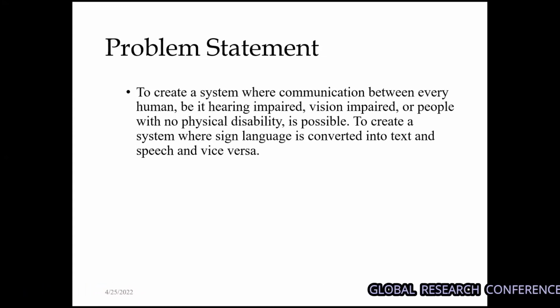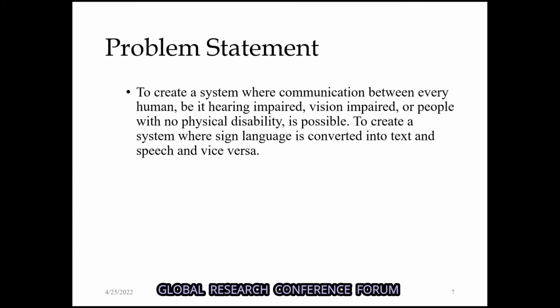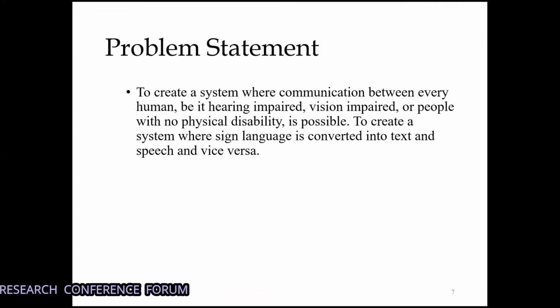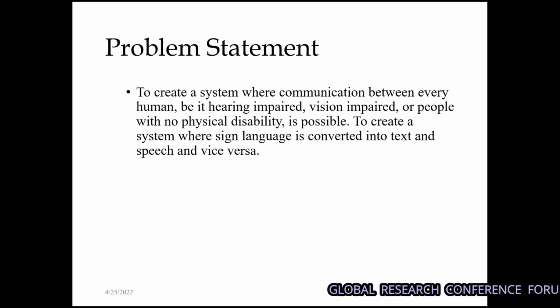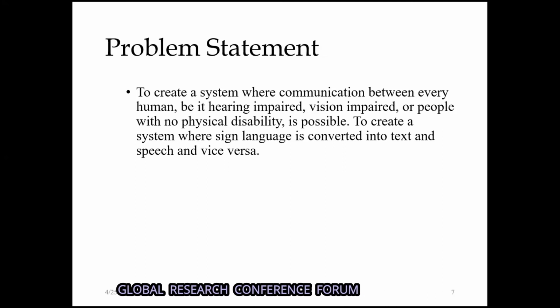The problem statement is to create a system where communication between every human, be it hearing impaired, vision impaired, or people with no physical disability, is possible. To create a system where sign language is converted into text and speech and vice versa.